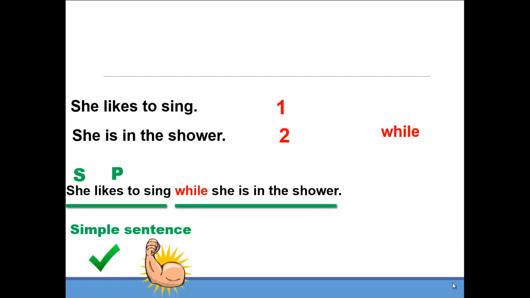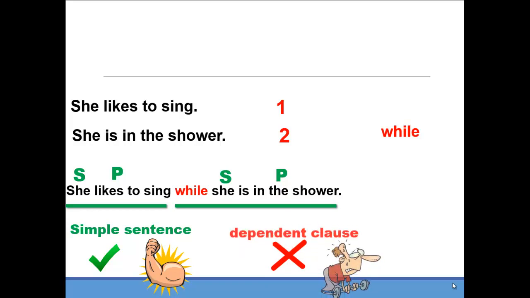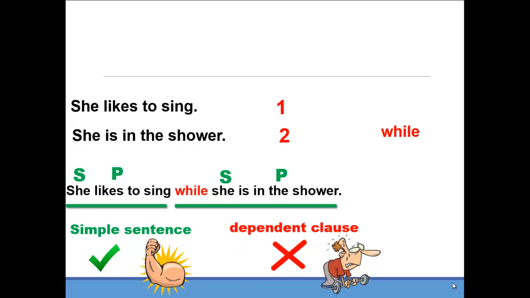While she's in the shower. Can this part of the sentence be used alone? No, it doesn't give meaning. It doesn't tell complete information, so we call it the dependent clause. What do we call the part that starts with the subordinating conjunction? We call it the dependent clause.